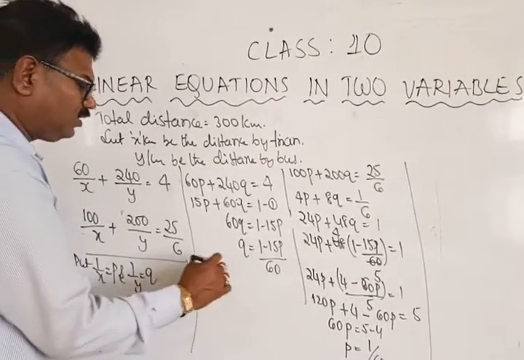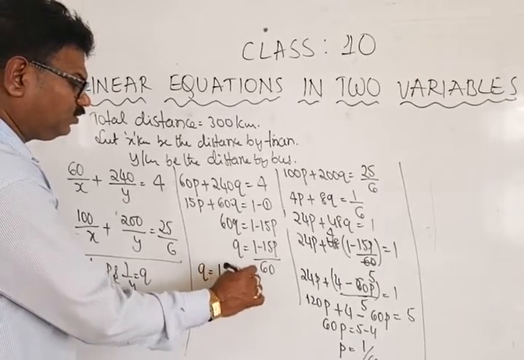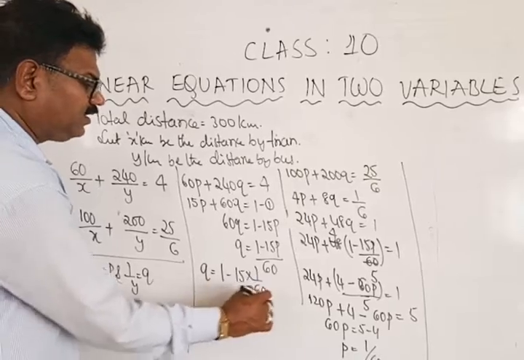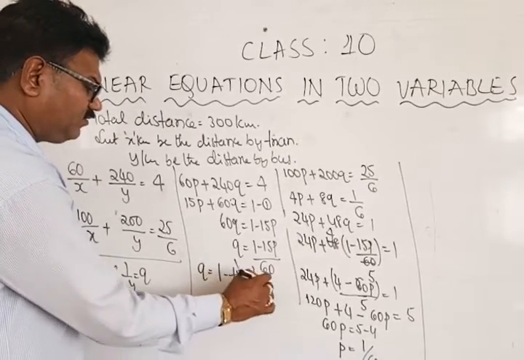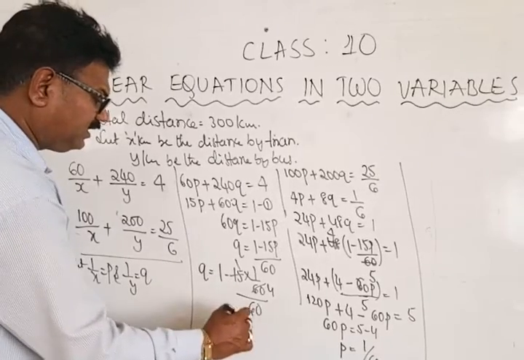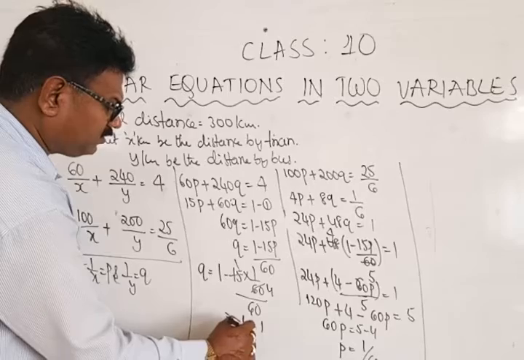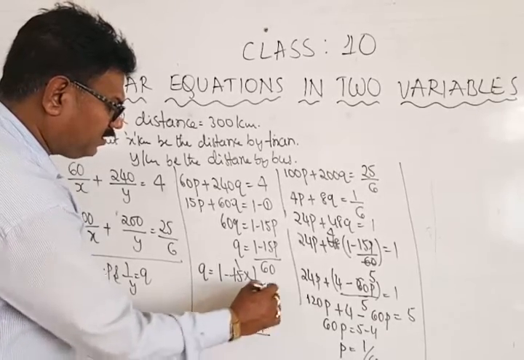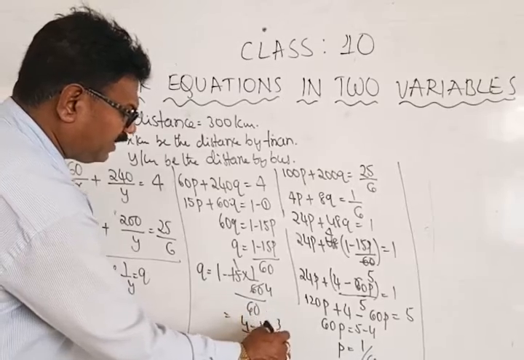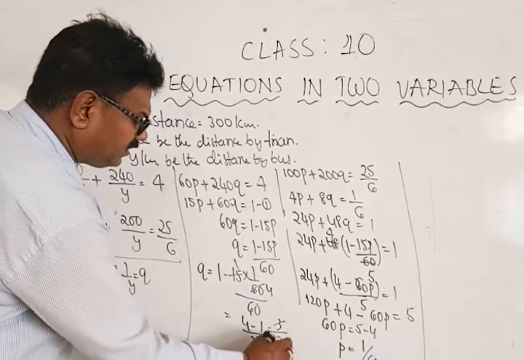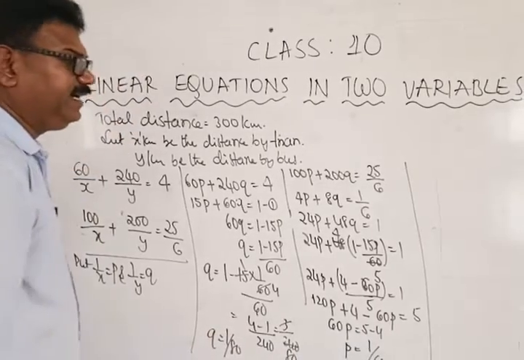Now, q equal to (1 minus 15 into 1 by 60) divided by 60. 15 ones, 15 fours. How much is it? 4 minus 1 divided by 240 is equal to 3 by 240. 3 ones, 3 eighties. Therefore, q equal to 1 by 80.